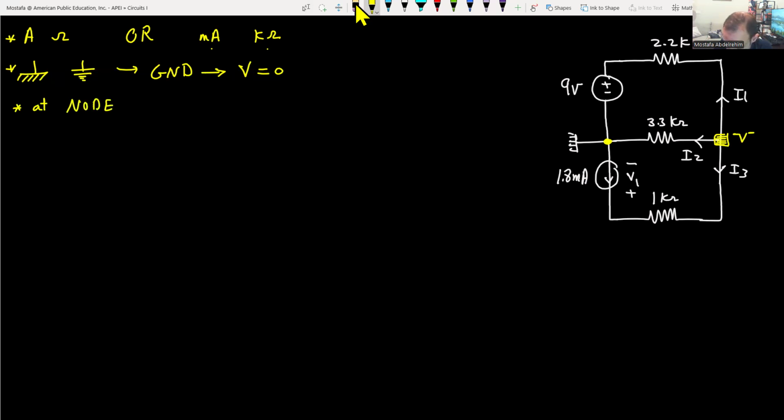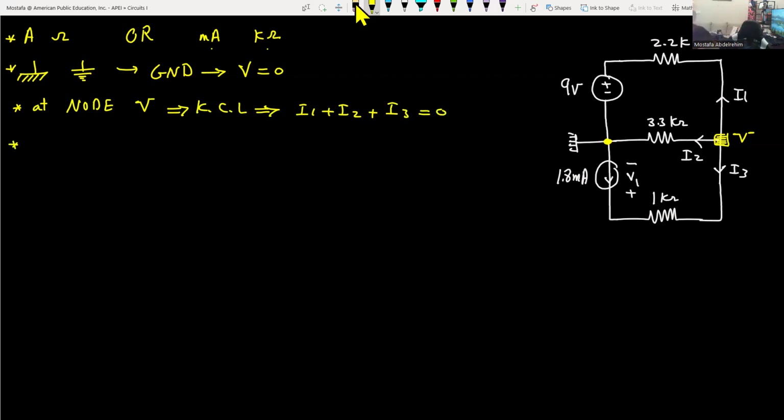At node V, we have three branches. We have a branch with a current I1, a branch with a current I2, a branch with a current I3. So as we said in Kirchhoff current law, the sum of all currents is equal to 0, or we can say the sum of the currents exiting the node equals the sum of the currents entering the node. All the currents here are exiting the node, so you can just add them together. So applying KCL, Kirchhoff current law, I1 plus I2 plus I3 equals 0. That's very good.